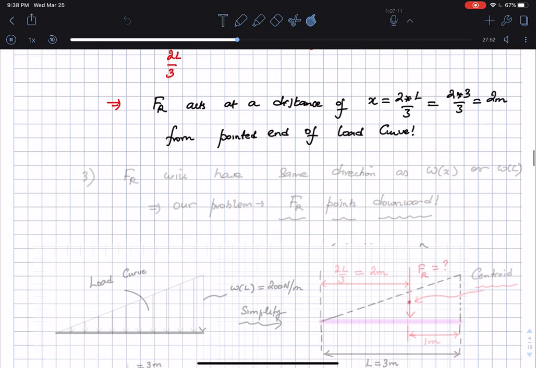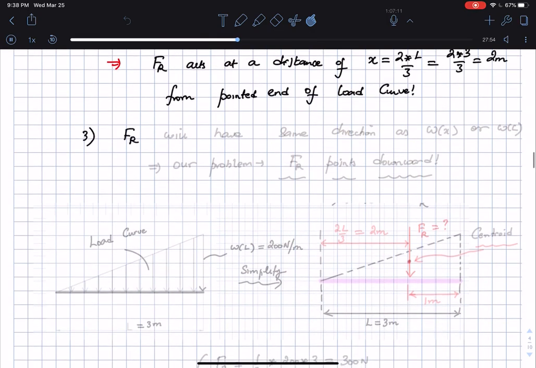And the third point is the direction of FR. FR will have the same direction as W at X, or W at L, it does not matter. And so for our problem, FR will be pointing down.